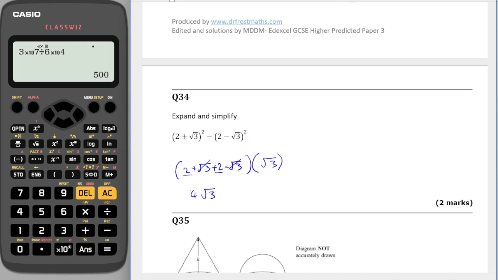Add them together, subtract them. Yeah, I've made a mistake here, so let's just think about that again. So a squared minus b squared is equal to a plus b times by a minus b. So if we add them together, so 2 plus 2 is 4, root 3 plus root 3 is 2 root 3.